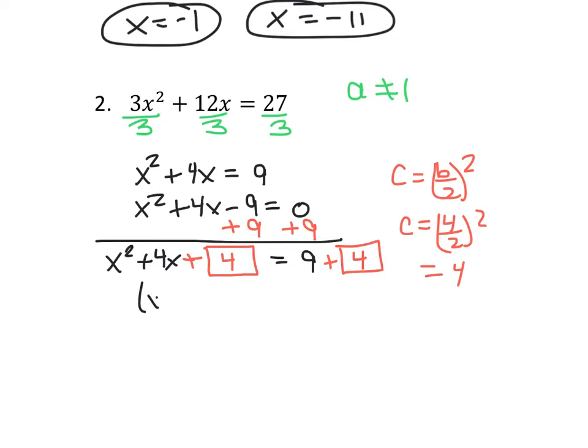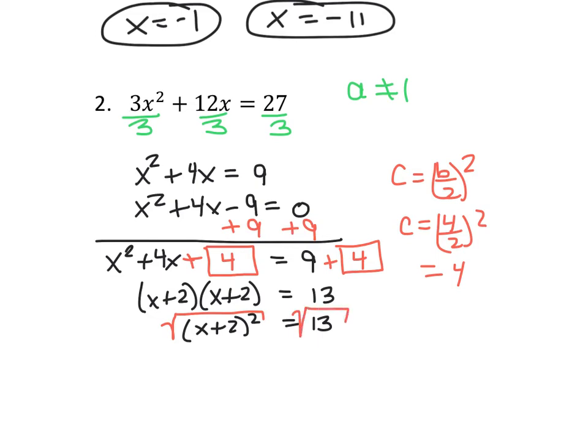So on the left, we have x plus 2 times x plus 2, which is (x plus 2) squared. And on the right, we have 13. 9 plus 4 is 13. So I'm going to take the square root of both sides to solve. Inverse operation of squaring is square root. If I do that on the left, I've got to do that on the right. And I have x plus 2 coming out. And on the right, I have both the positive and the negative square root of 13.